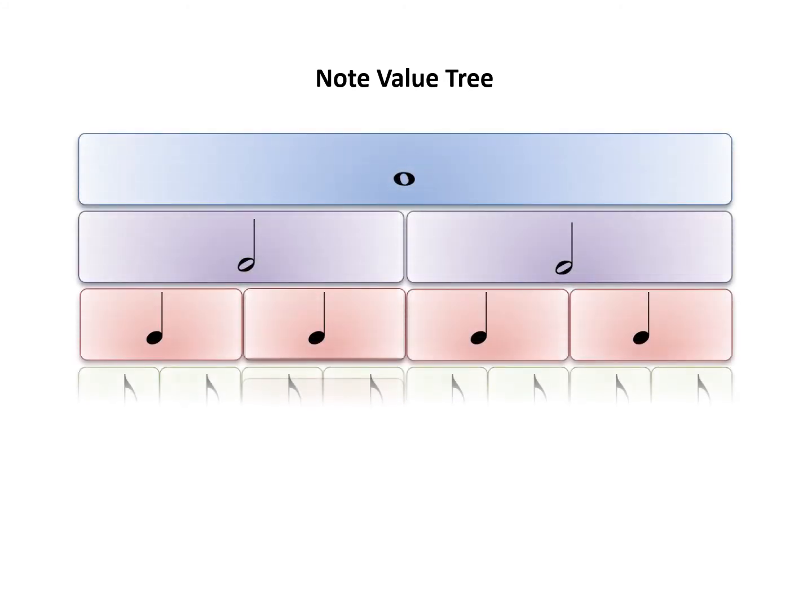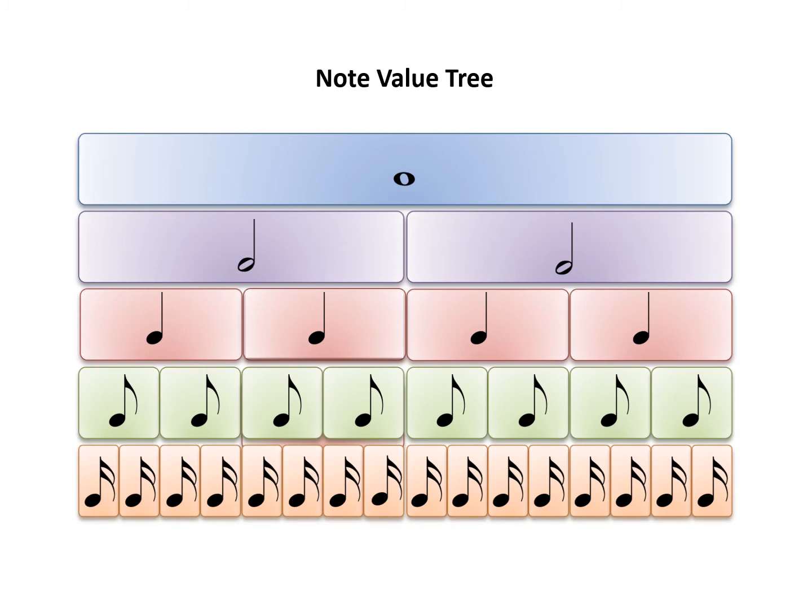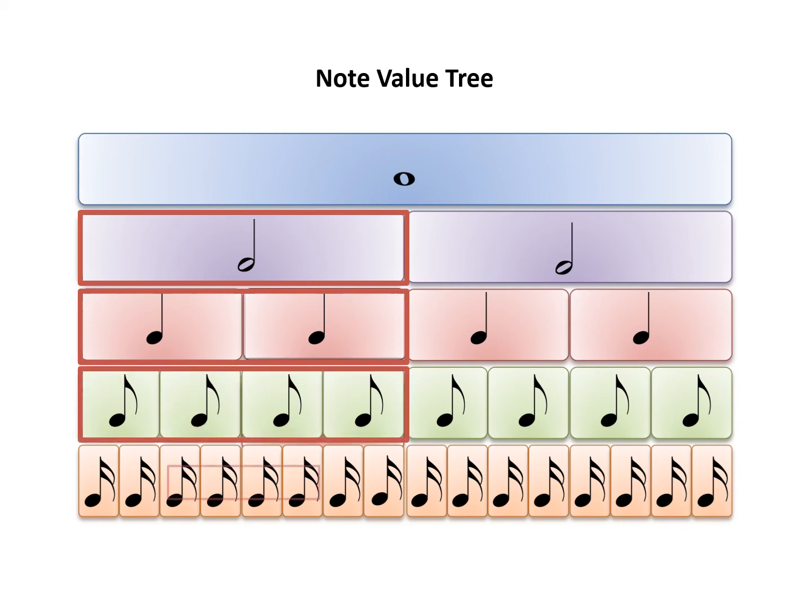The note value tree is a diagram that shows how the different note values relate to one another. Each note is divided in 2 in the level below it. And so, for example, we can see that a half note is equal to 2 quarter notes, or to 4 eighth notes, or to 8 16th notes.